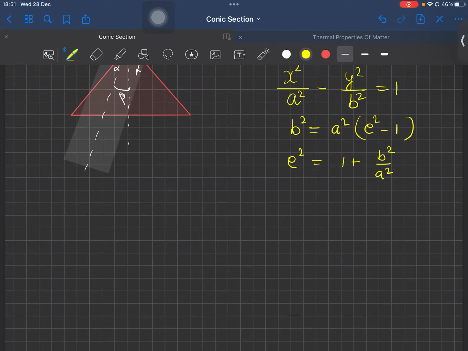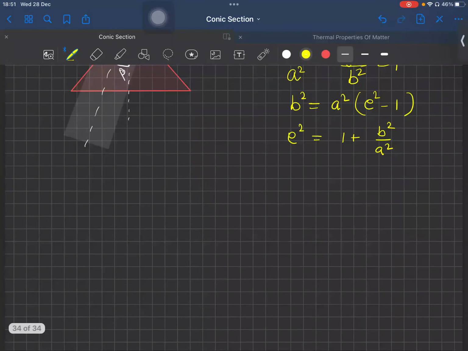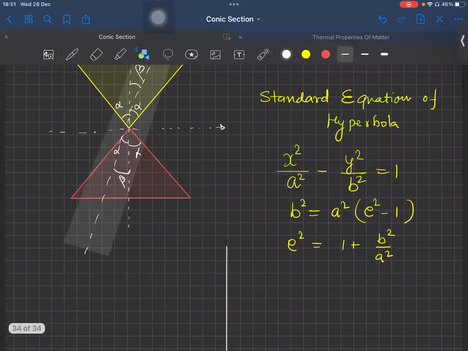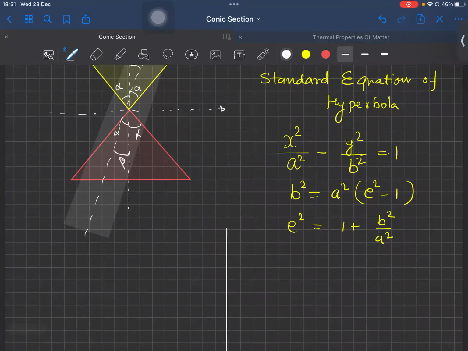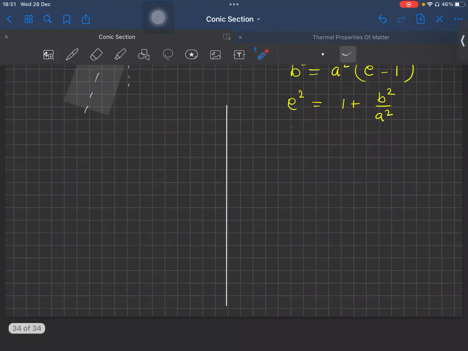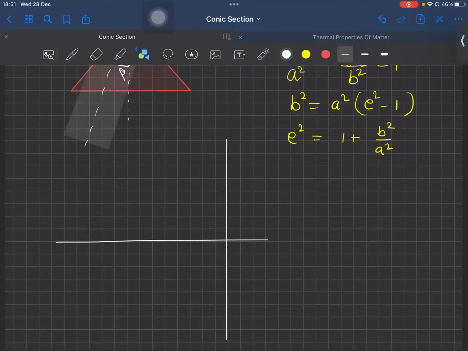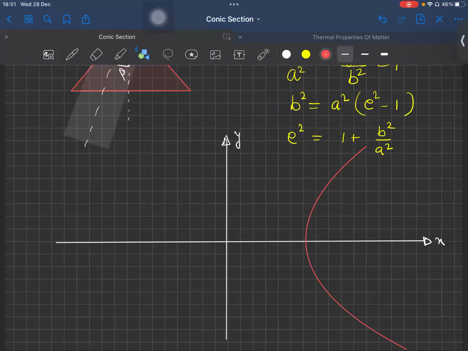Now, in hyperbola, we don't say major axis or minor axis, because hyperbola is an open structure. Ellipse is a closed structure. We'll see how. Let's draw a hyperbola. So we'll be sketching this hyperbola. Okay, this one. Y, X. Now the hyperbola is something similar to parabola, but it will be on both sides.